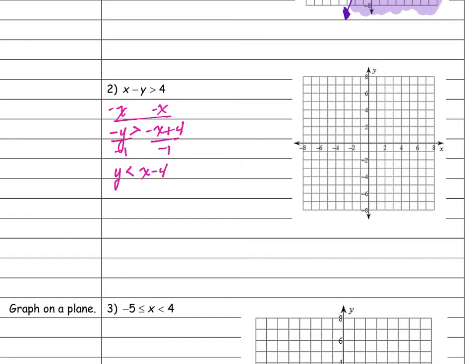So now I'm in the form y equals mx plus b. So then I need to find my slope. My slope is 1 over 1. And my y-intercept is negative 4. And my line is going to be dashed this time. Okay? It's dashed because it's less than, not less than or equal to. So now I'm going to draw the line. Let's see, negative 4, up 1 over 1.